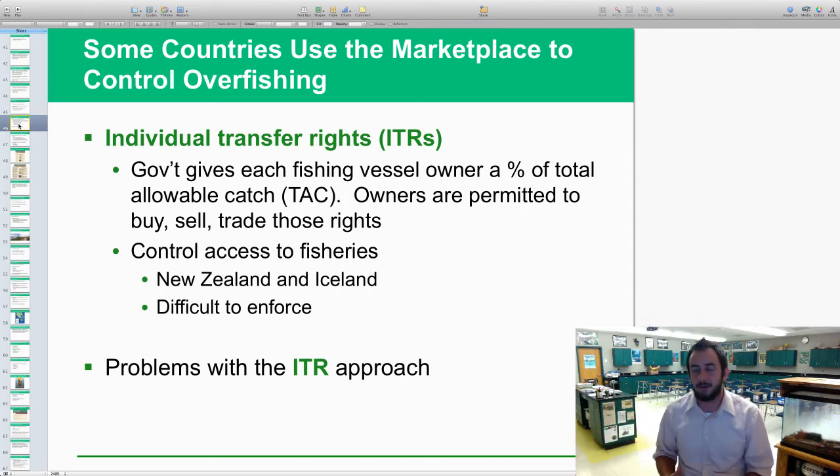Well, if I don't catch as much as I need, or I'm making great profits, I might be able to sell my rights to those extra poundages to my neighbor. He gets to get more fish, I get a little bit more money, and we can do some things there. This has allowed us to control excess fisheries in New Zealand and Iceland, but it's very difficult to enforce because some people are still doing illegal fishing. And there are many problems with the ITQ approach, and hopefully Brett talks more about that when he is talking about his job.